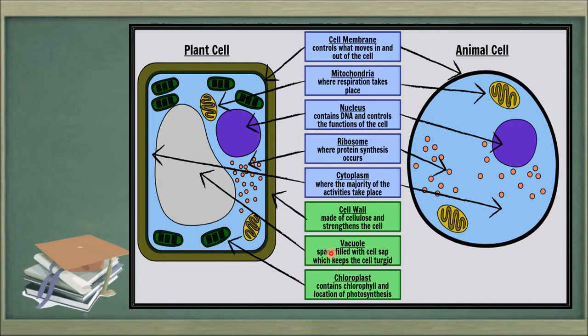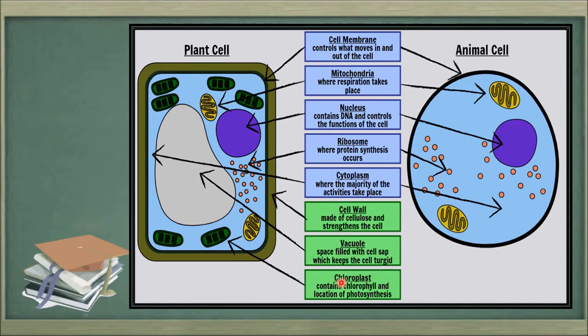So what is a vacuole? A vacuole is a space filled with cell sap which keeps the cell turgid. Now you need to understand: a vacuole is actually an empty space, and this empty space stores cell sap. As plant cells are capable of producing their own food by the process of photosynthesis, they need to store that food. So they store it in vacuoles, and one more function other than storing is that it maintains the shape of the cell. Turgid means giving a proper shape to the cell.